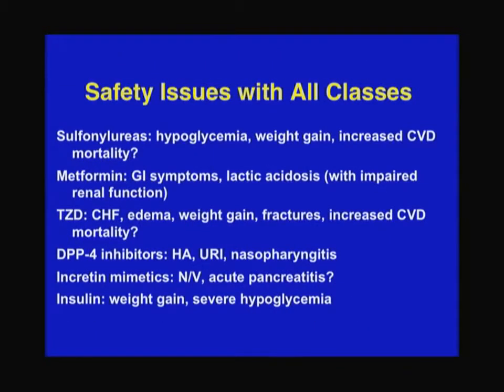There are also safety issues with all of these classes, especially some of the newer drugs. And again, I'll spend a bit more time on that in just a moment. Okay, so bottom line here is we have several drugs. The oldest drugs that have been around are the biguanides. You may know it as metformin. And it's the drug we typically use as the first drug.